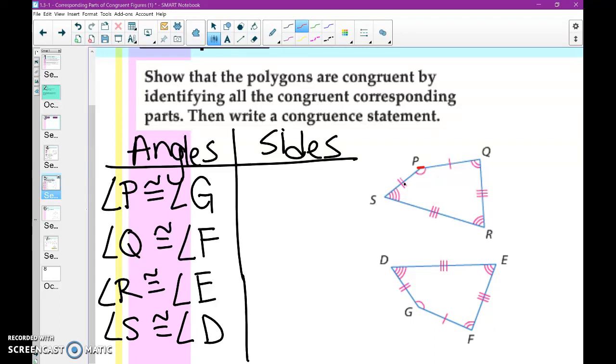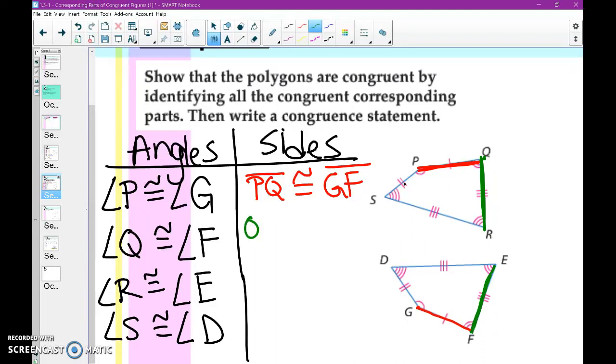Sides, we've got PQ. P goes with G, Q goes with F. Then we've got QR. So that's the same as FE. I'm kind of using the angle arches to help me pick out which ones match up with which one. With FE. Make sure I put it in the correct order.